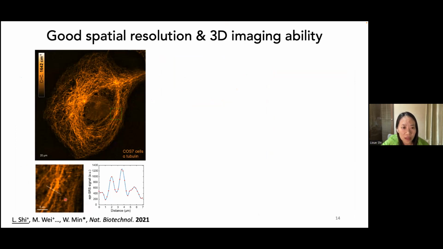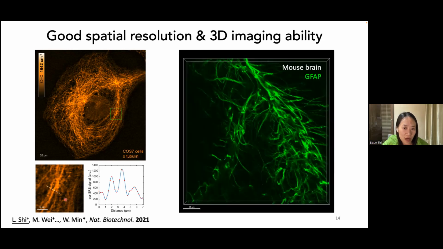Moreover, the nonlinear nature of stimulated Raman enables optical sectioning capability. Therefore, epr-SRS is capable of imaging tissues in a 3-dimensional form. As an example here, we demonstrated 3D visualization of astrocytes in the mouse brain tissues.